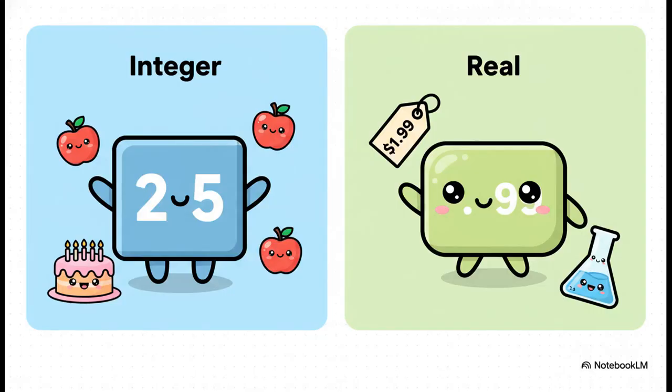And even these so-called number boxes have their own specializations. If you're dealing with clean, whole numbers, like, say, someone's age or how many items you have, you're going to use an integer. But for anything with a decimal point, like a price or a precise measurement, you'll need what's called a real number box.